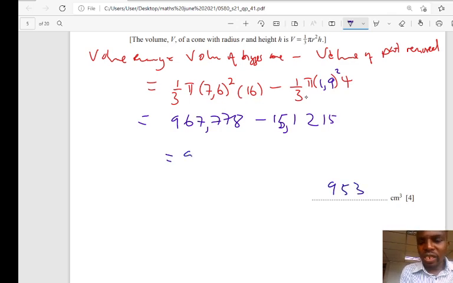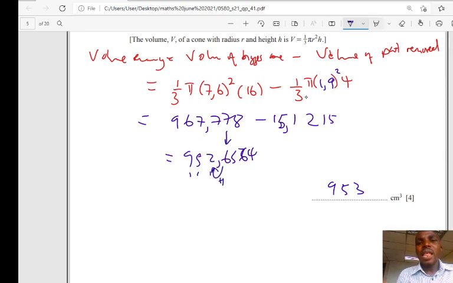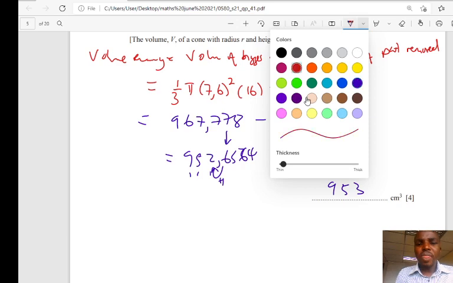It's 952.6564, something like that. Then rounding off to 3 significant figures, you look at this one, you add 1 to this one, it will be 3. Done. Next question.